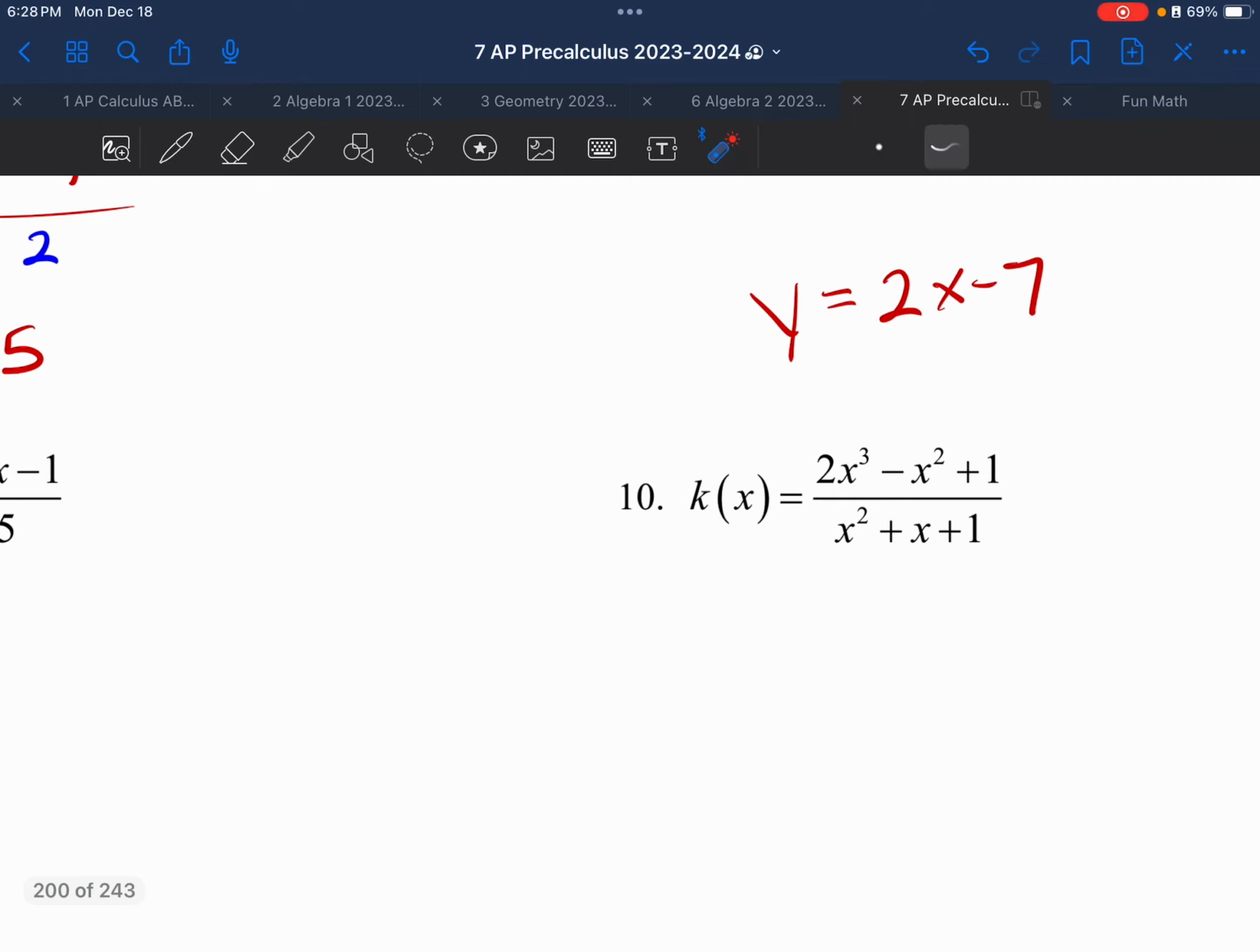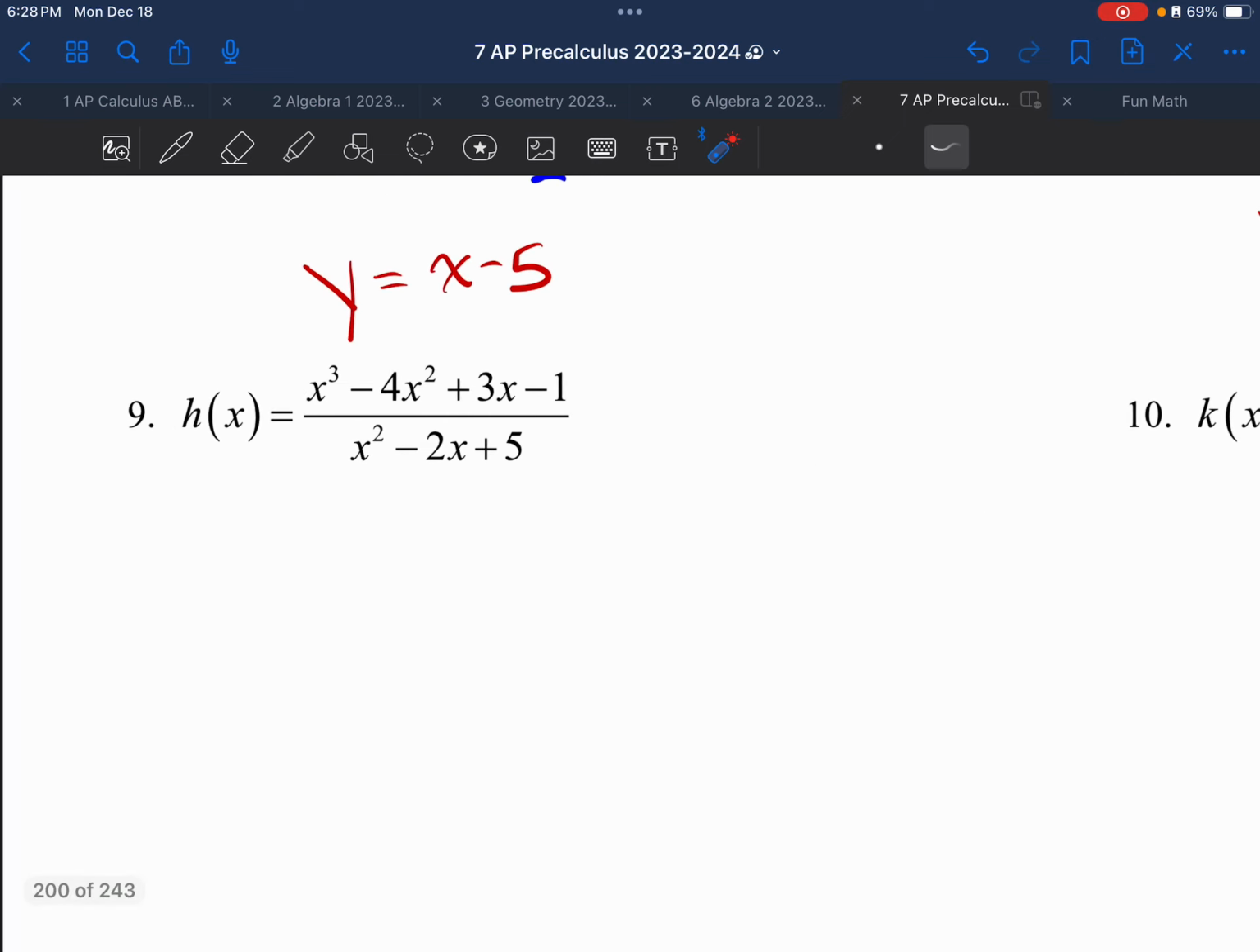Number 10, we want to be careful because we skip the power. Notice that we go down from a power of 3, power of 2, power of... where'd the power of 1 go? This is a power of 1 right here. It's hidden, and then the power of 0 is this 1 right here. So just be careful to give placeholders whenever you're skipping values. That's the only time that we skip values in number 10. In number 9, though, we're going to do long division.